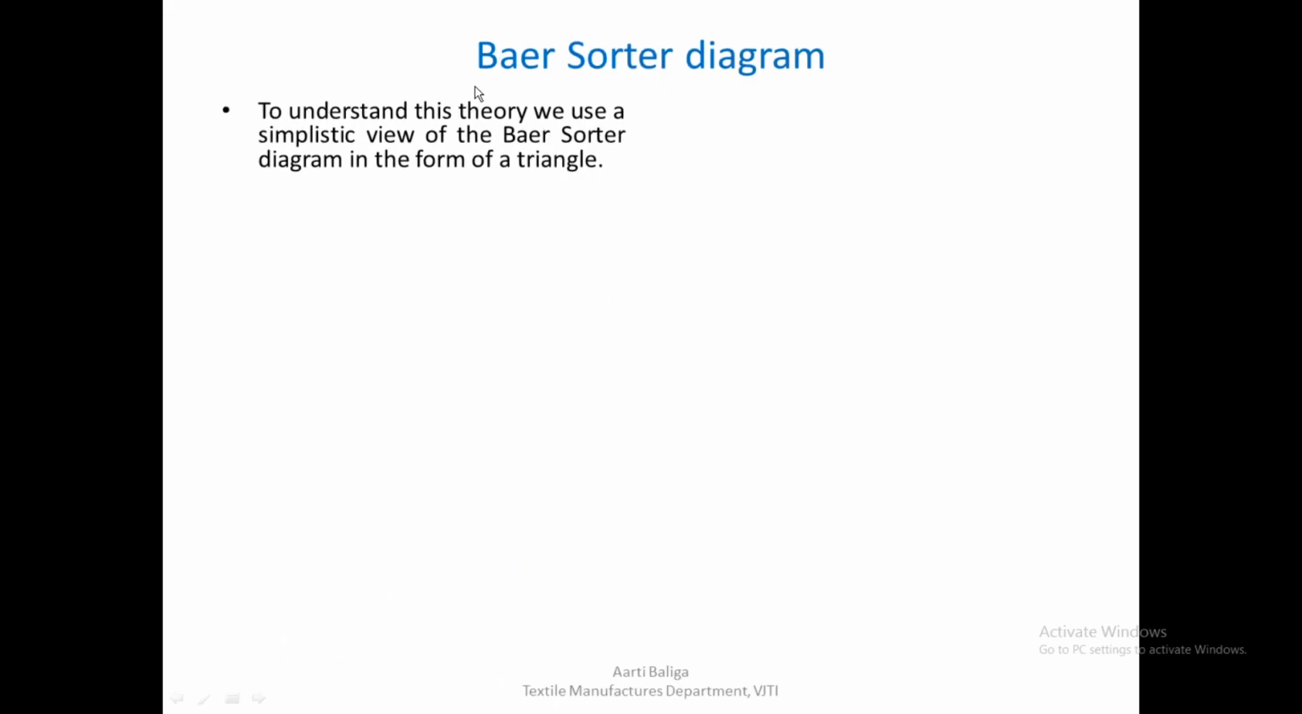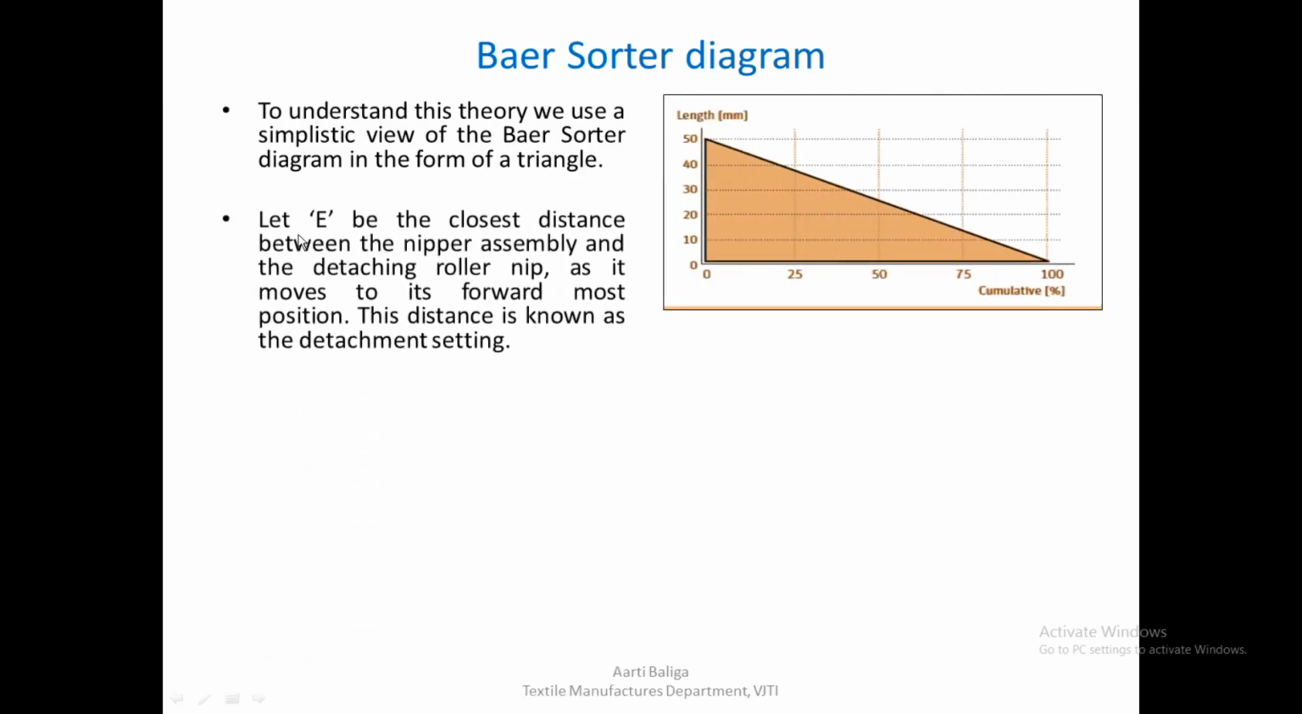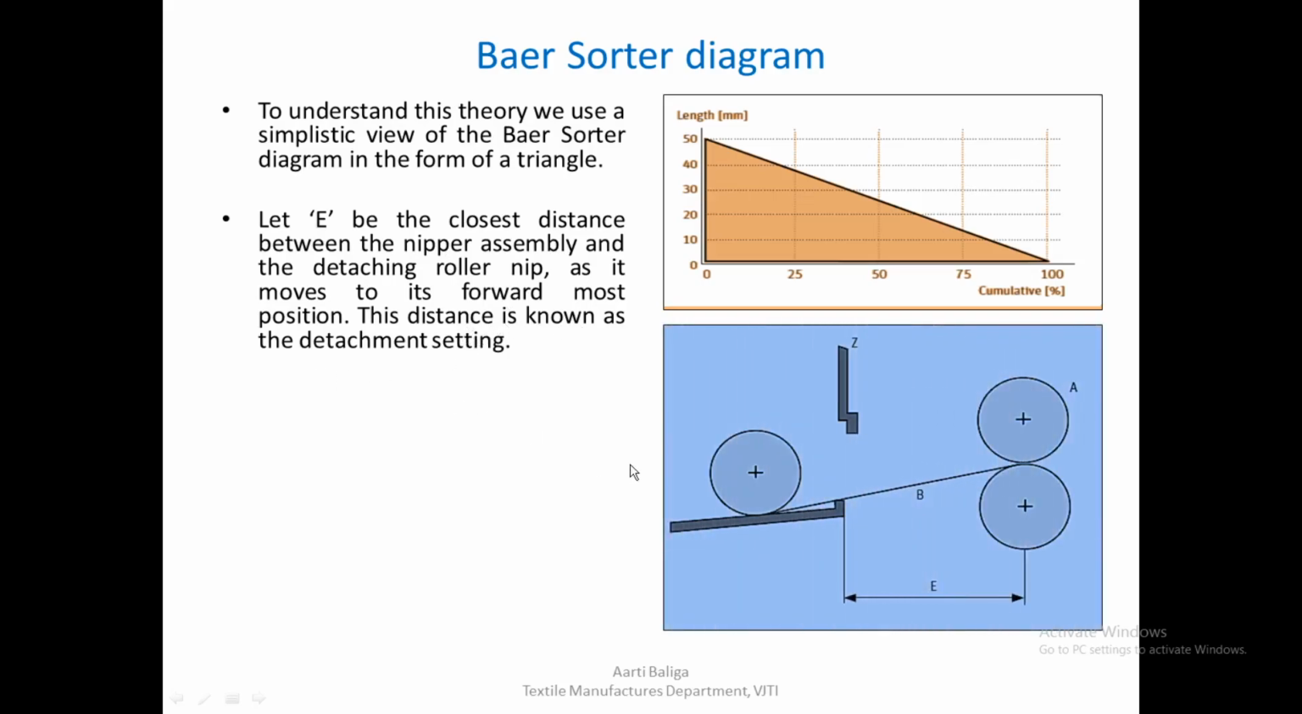Let us analyze this entire situation with the help of a Böhm-Soto diagram. To understand this theory, we will use a simplistic view of the diagram in the form of a triangle, something like this. Let us say that E is the closest distance between the nipper assembly and the detaching roller nip, that is when the nippers move to the forwardmost position towards the detaching roller. The closest distance that it achieves is E, and this distance is also known as detachment setting.